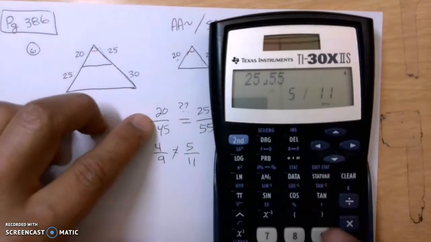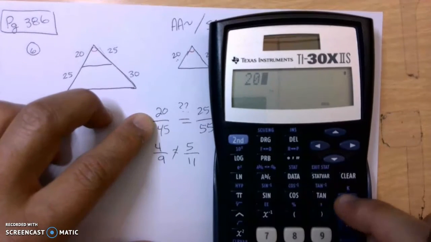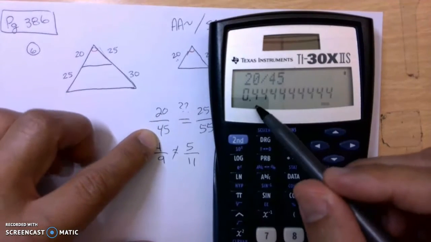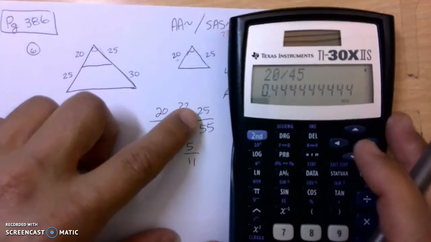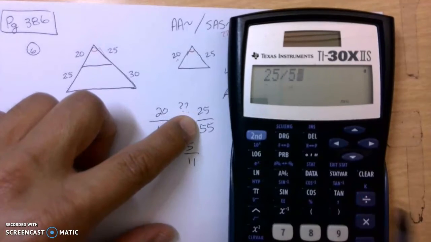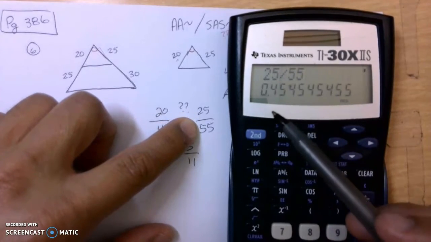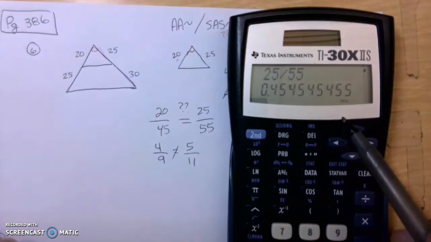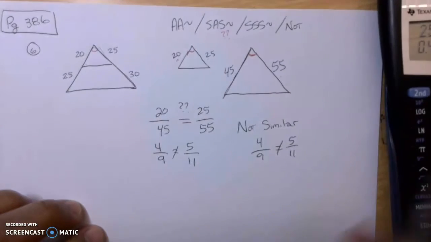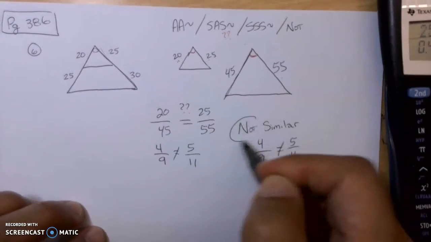If you didn't have this ABC button, you could simply just go 20 divided by 45. It'll turn it into a decimal, 0.44444. Remember that number. 25 divided by 55, just use the division bar, 0.454545. So that's slightly different. And that slight difference is why it is not similar.